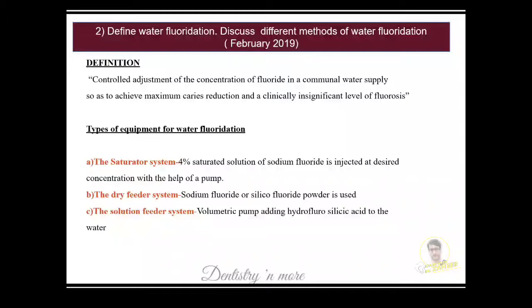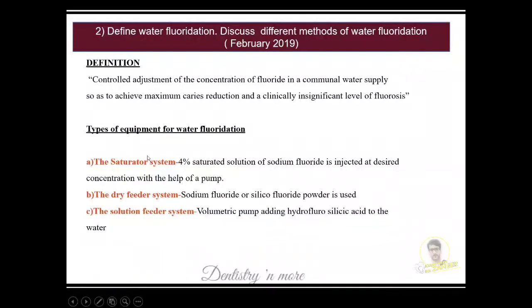Okay, so it is not about the systemic water fluoridation methods. That is the next essay question. We'll come to that. This is asked about the water fluoridation equipments basically. So if you are very confused, you can write both answers: water fluoridation equipments and community water, systemic water fluoridation methods. Water fluoridation is defined as the controlled adjustment of the concentration of fluoride in a community water supply to achieve maximal caries reduction, that is 1 ppm.